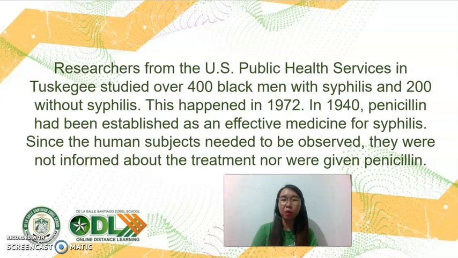Researchers from the U.S. Public Health Services in Tuskegee studied over 400 black men with syphilis and 200 without syphilis. This happened in 1972. In 1940, penicillin had been established as an effective medicine for syphilis. Since the human subjects needed to be observed, they were not informed about the treatment nor were given penicillin. So, do you think it's ethical or not?